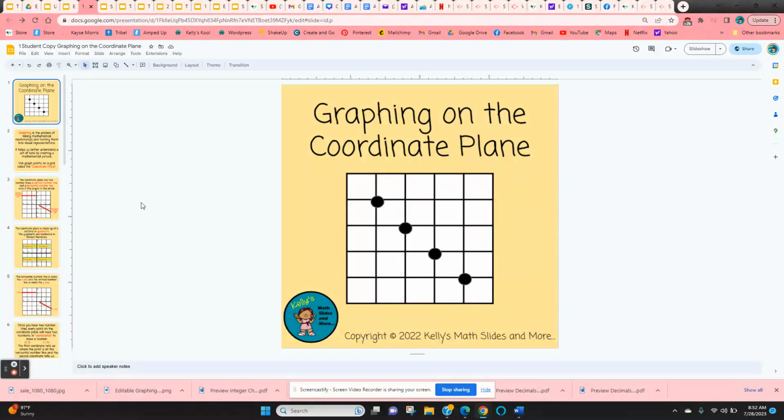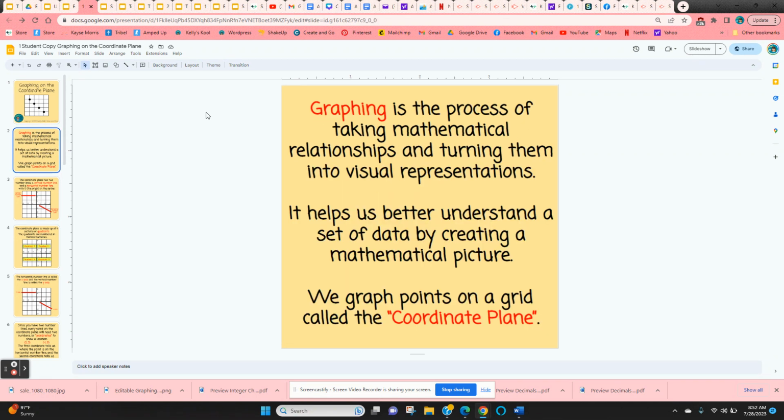Graphing on the coordinate plane. This is a digital lesson. It's a good beginning lesson for students who are first learning the vocabulary and what the coordinate plane is. It's also a good review lesson for those who need it. The vocabulary they need to know is in red. So if they need to come back and refer to previous slides, they can look for those terms in red.